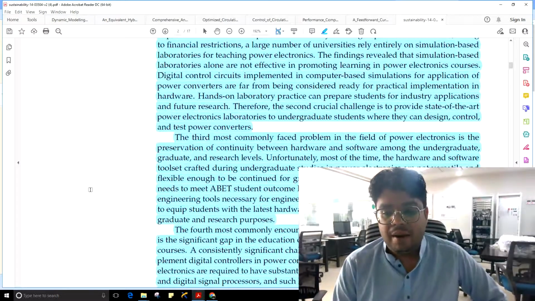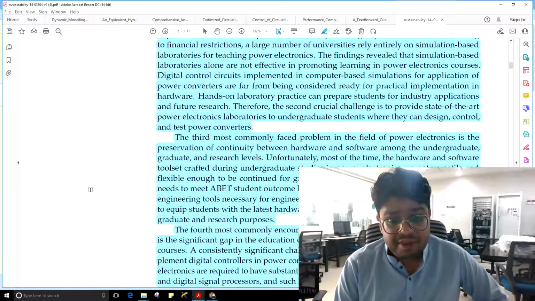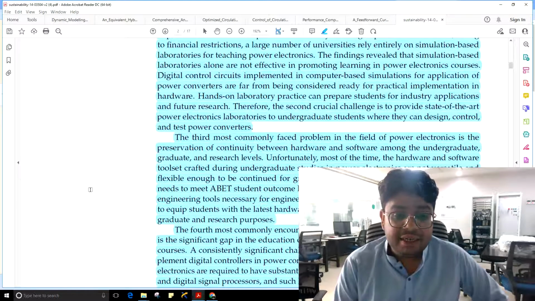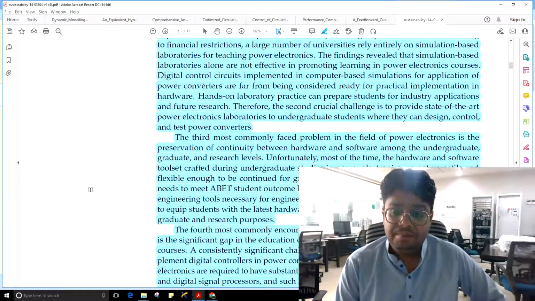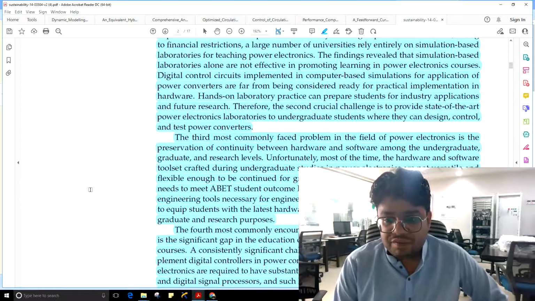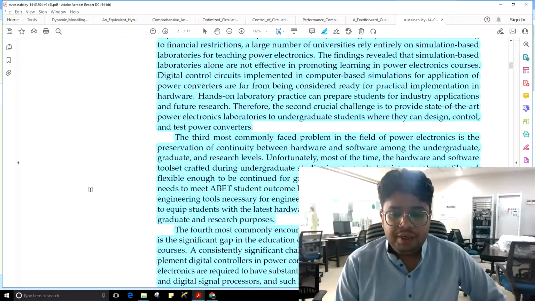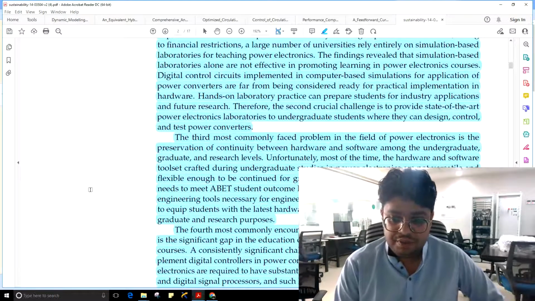most commonly faced problem in the field of power electronics is the preservation of continuity between hardware and software among the undergraduate, graduate and research levels. Unfortunately, most of the time, the hardware and software toolset crafted during undergraduate studies in power electronics are not versatile and flexible enough to be continued for graduate and research purposes.